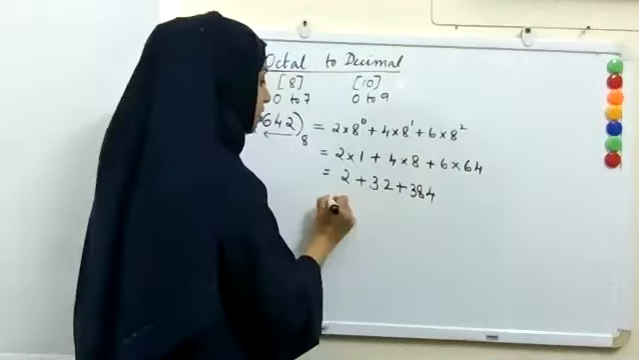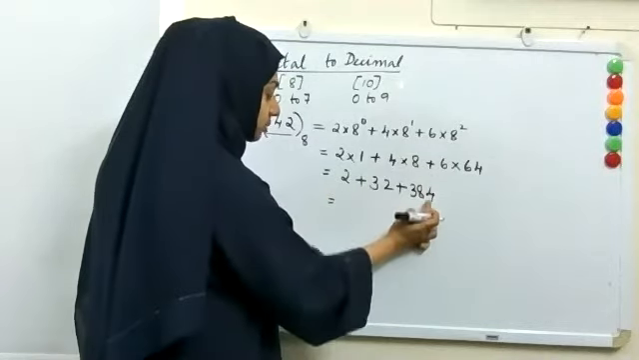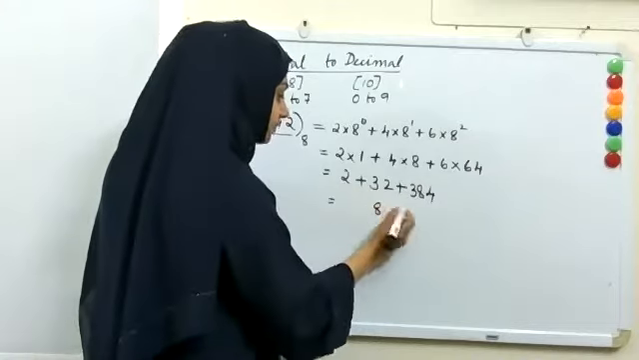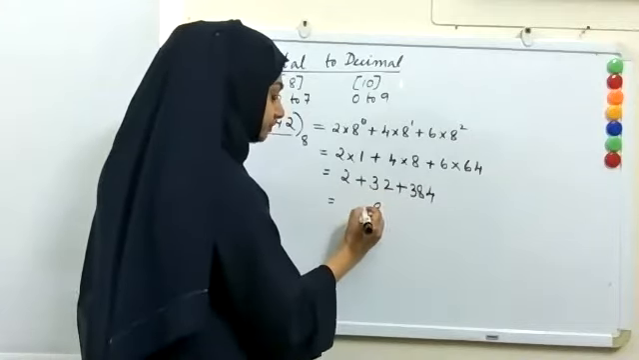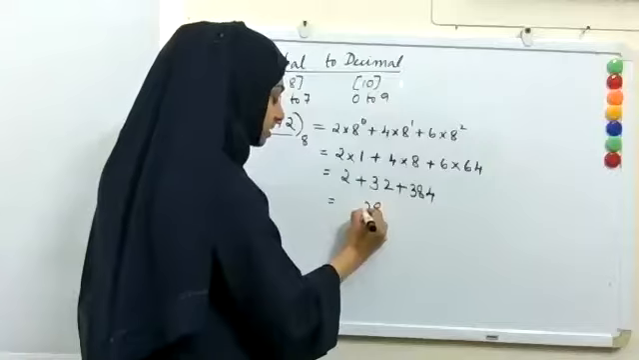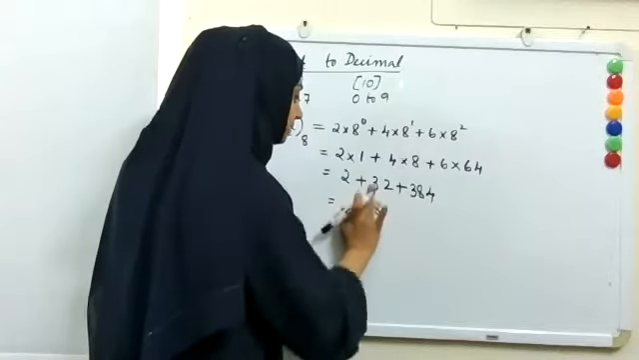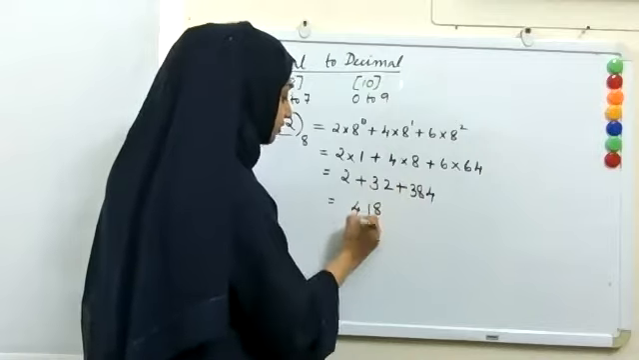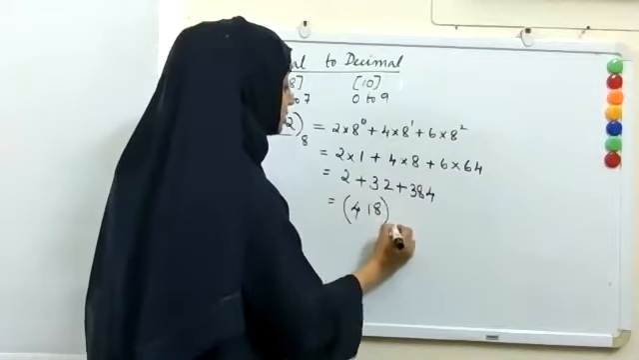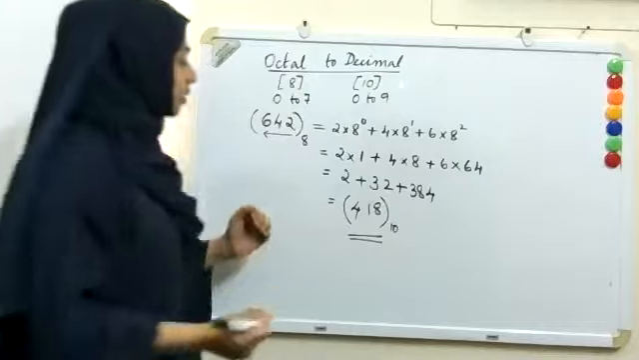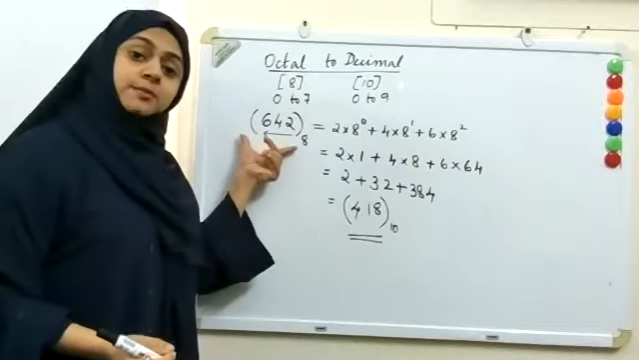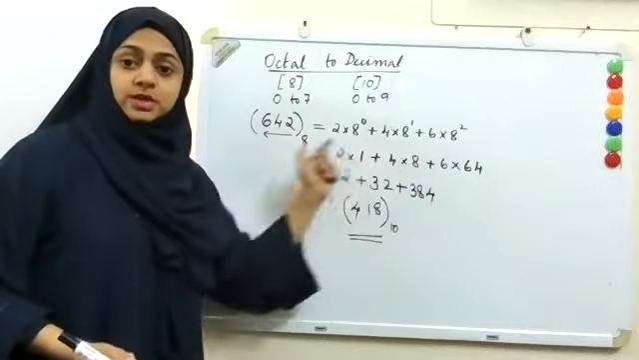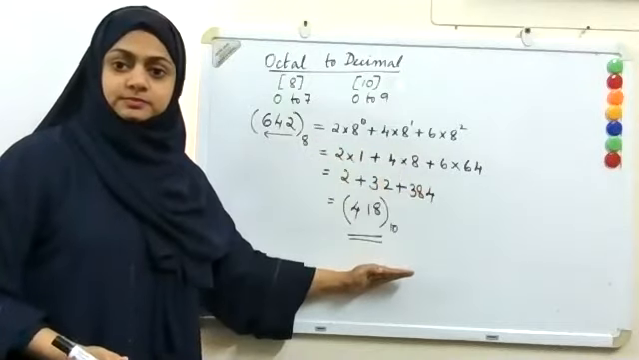Now you have to add all of them together. So let me start from the units place. 4 plus 2 is 6, plus 2 is 8. 8 plus 3, 11. So 1 and a 1 balance. So 3 plus 1, 4. So 482 to the base 10. So this is how you can convert a number in the octal system to the decimal system. Is this procedure clear to you?